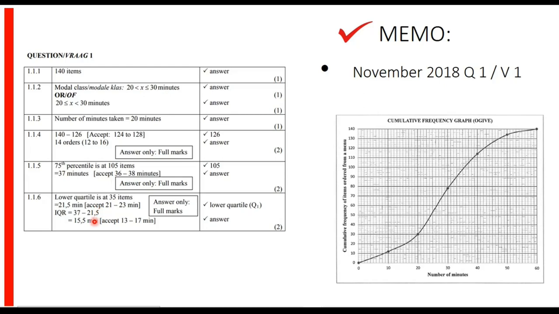I mean, these 1.1.6 questions, these are the questions that you see so many times. If they ask for the interquartile range, remember that you must give quartile 3, quartile 1, and then subtract them. Once again, it says there on the memo, answer only full marks, but it's always so dangerous to do that. So rather show all the steps. Say quartile 3 is, and then say quartile 1 is, and then subtract them, you know. And can you see there that anything from 13 to 17 would give you the marks, and anything from 21 to 23, because these things cannot be accurate, absolutely can't be accurate.